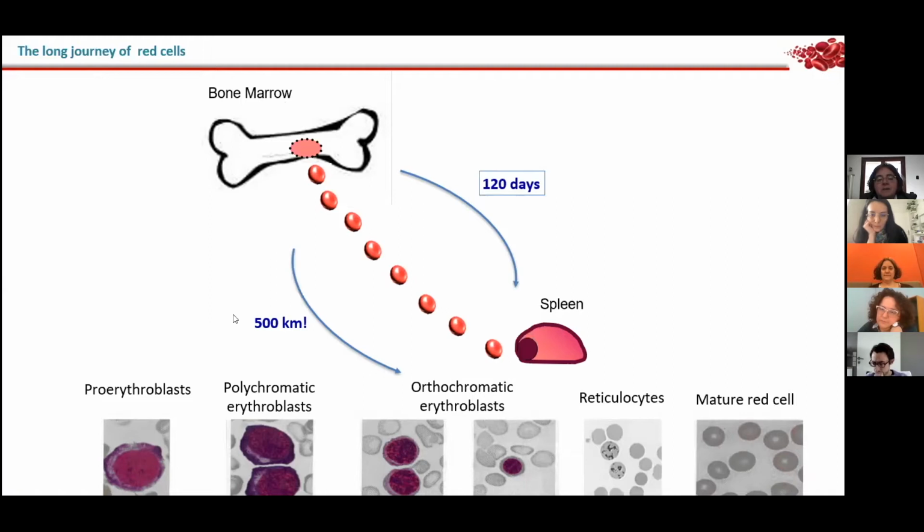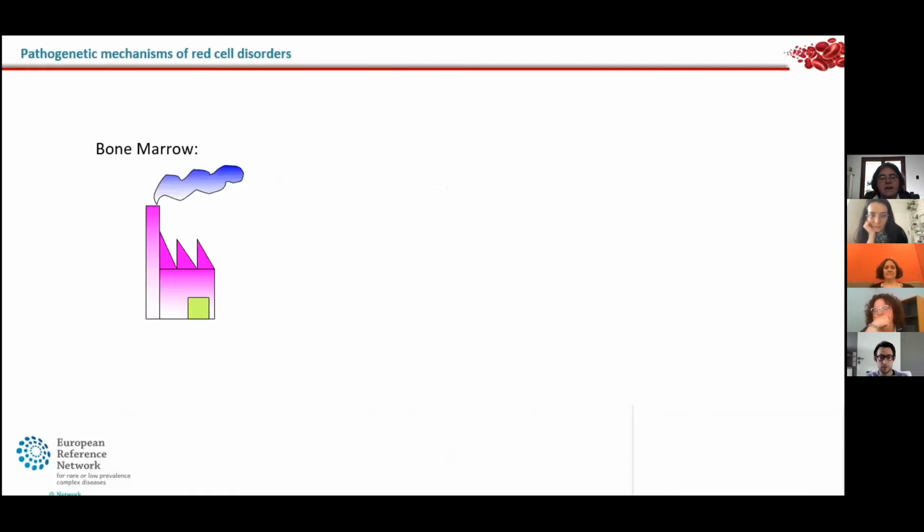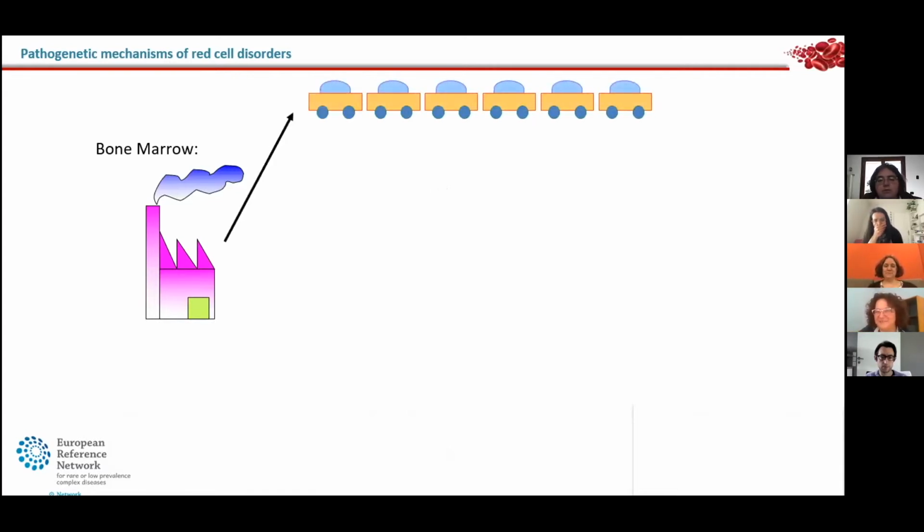And in this period, they run for about 500 kilometers. So a long journey in our circulation. I'm less romantic than Noemi, and I imagine the bone marrow as a very good factory that produces a very good product, which in our case is a car, but this is like a red cell.